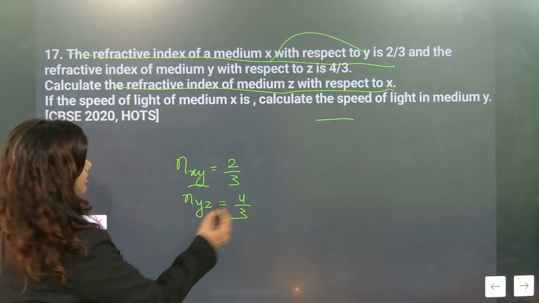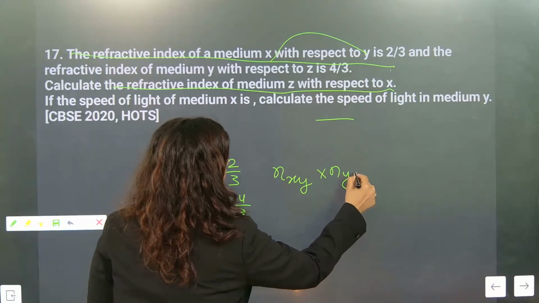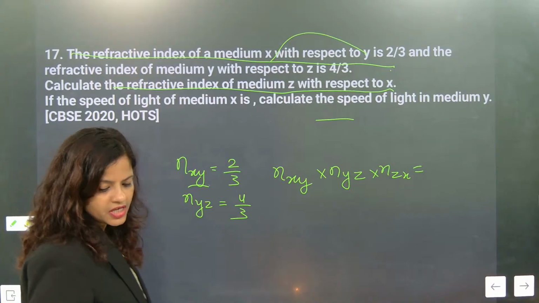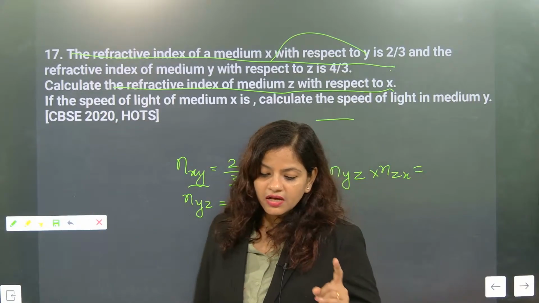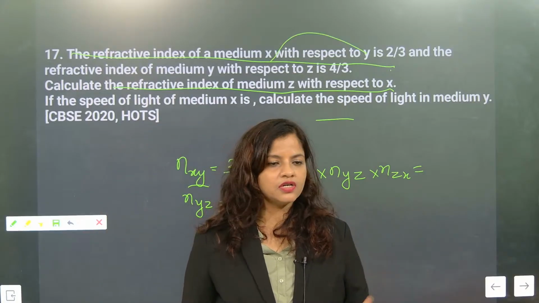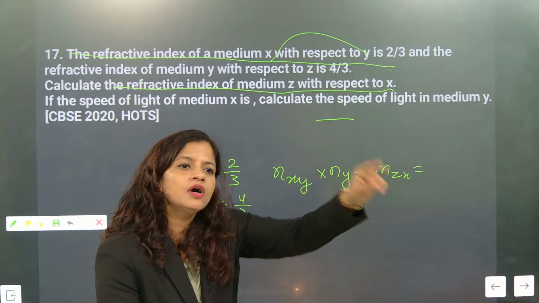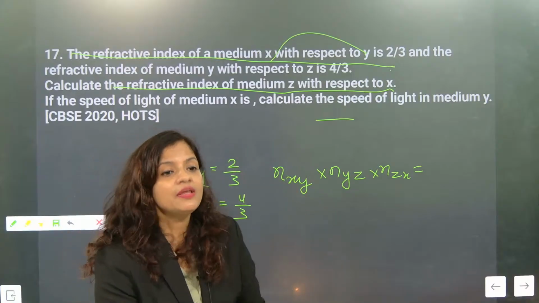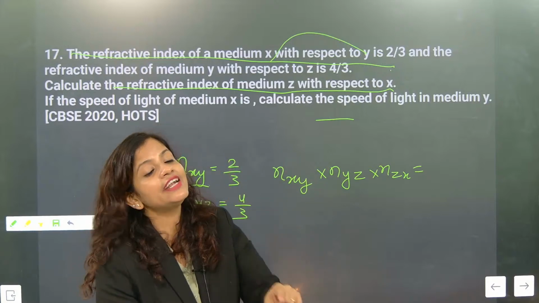So we will write, check this one out, medium XY into YZ into ZX equal to what? Because the medium keeps on changing. When you are using this formula, please focus. Understand one thing: when you are going from one medium to another medium, and from there to another medium, you change how many mediums? You changed X to Y, Y to Z, and Z to X.